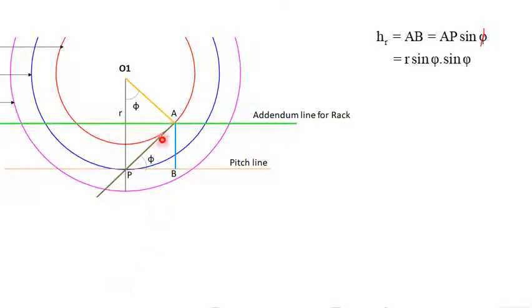So this line AP belongs to this triangle, that is O1 AP, right? So for this triangle also, this is the opposite side. So this is the perpendicular one, therefore AP can be written as R sine phi, because this is the radius sine phi, and here we have one more sine phi, so sine phi into sine phi, therefore it becomes R into sine square phi.